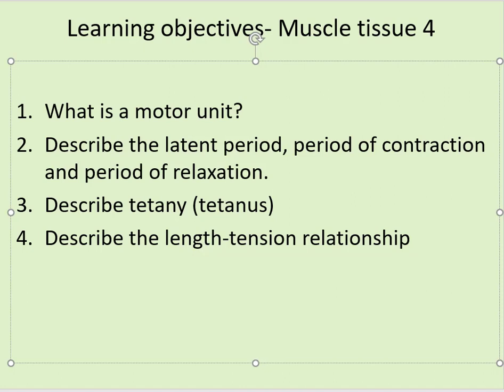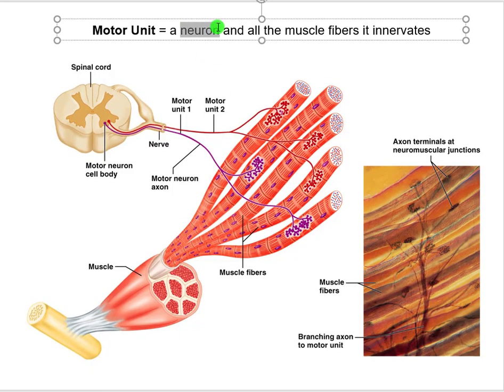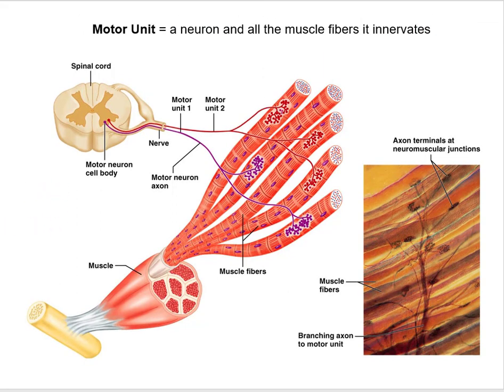So let's start off with the first learning objective. Let's define a motor unit. What is a motor unit? A motor unit is a neuron and all the muscle fibers that it innervates. And so with a motor unit, we're going to start into the nervous system.